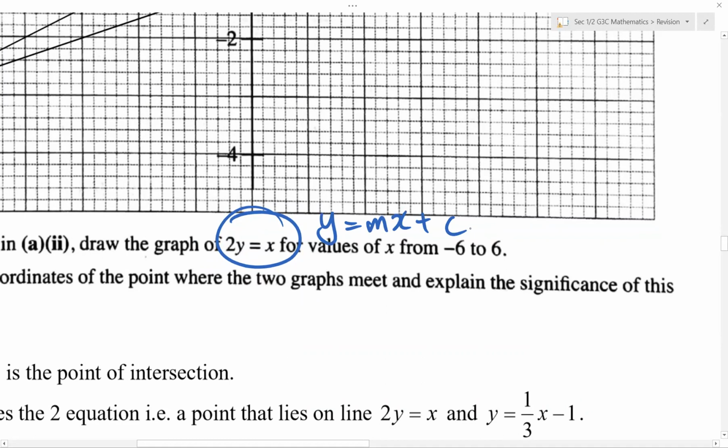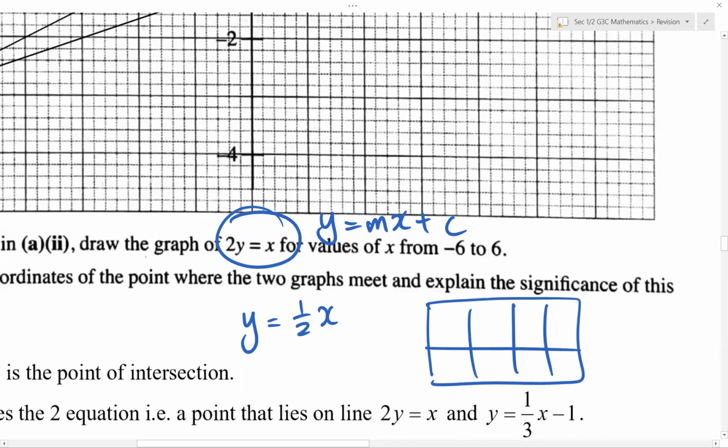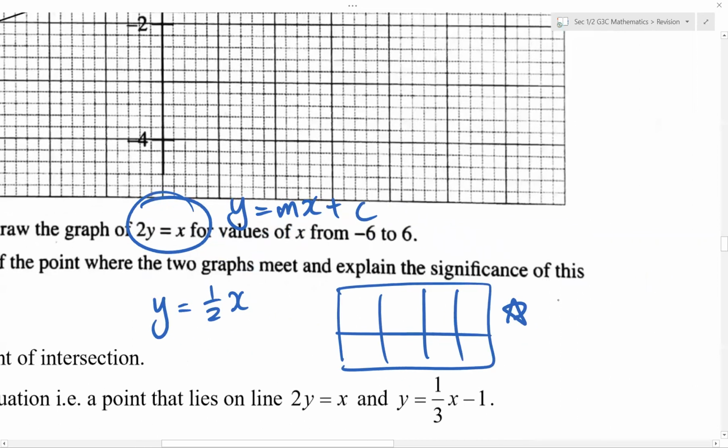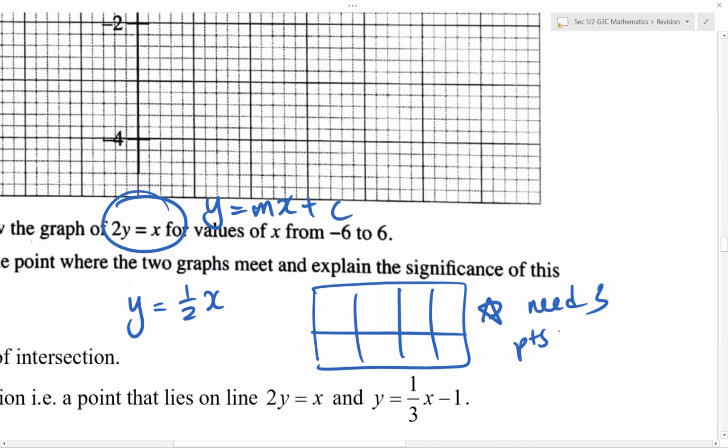And very obviously, currently it's not in the same format, right? What do we need to do to both sides? Aloysius? Divide by what? Okay, good. So we end up with y equals half x. With this equation, I can now plot. We need 3 points. So another note that you need to make for yourself. We need 3 points to plot.